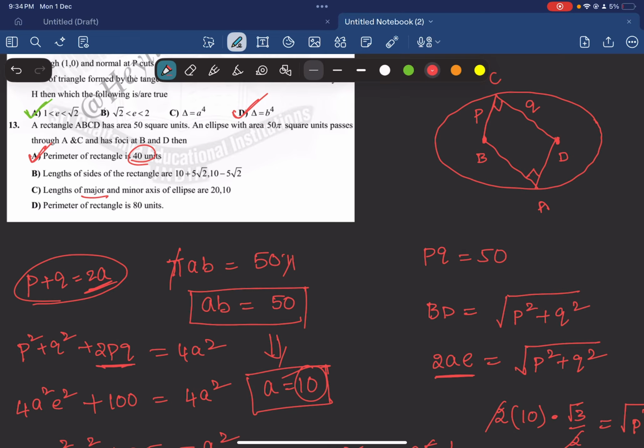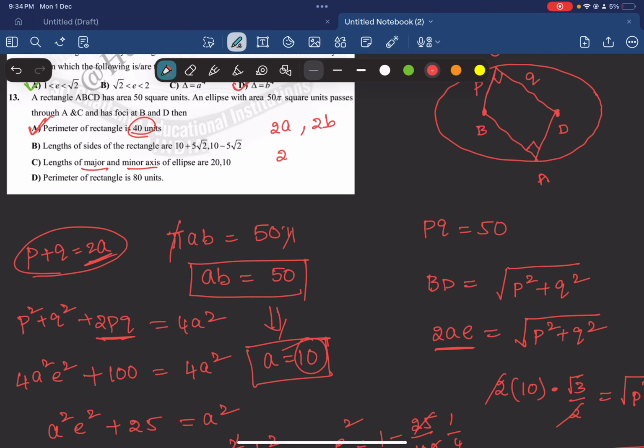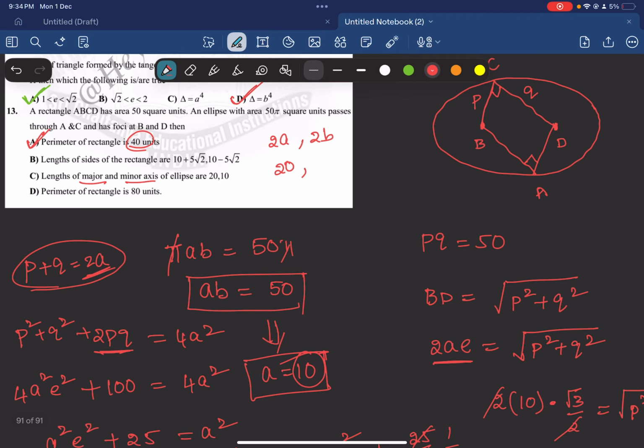And the length of the major and minor axis of the ellipse. Major axis is 2a, minor axis is 2b. Major axis will be 20 since a is 10 and b is 5. So minor axis will be 10. So this is also correct. So perimeter of the rectangle is 80 units. So this is correct. This is wrong.